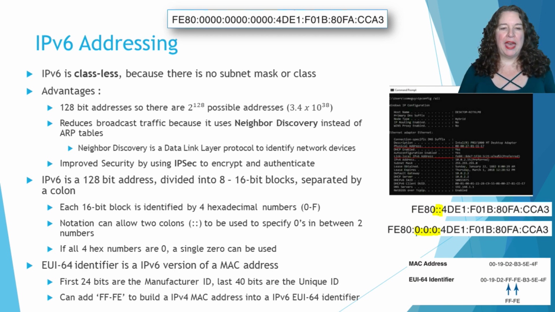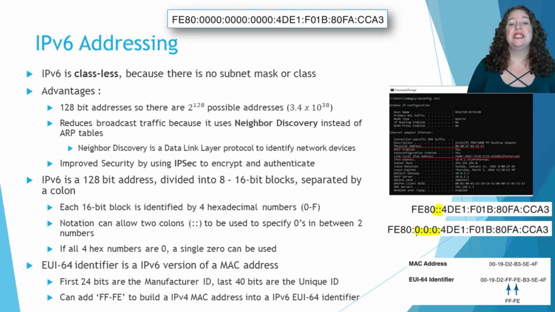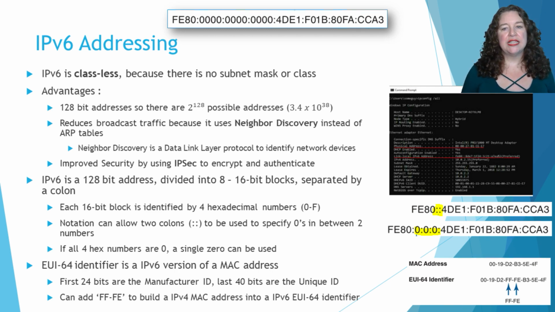When we look at a MAC address specifically, it is 6 groups of 2 hexadecimal numbers. So there's a total of 12 hexadecimal numbers. If you wanted to convert a MAC address into an EUI-64 identifier, which is the IPv6 version of a MAC address... remember, a MAC address assigns a specific number to the node, to the specific thing with the IP address or with the network card. The MAC address has 6 groups of 2 hexadecimal numbers.